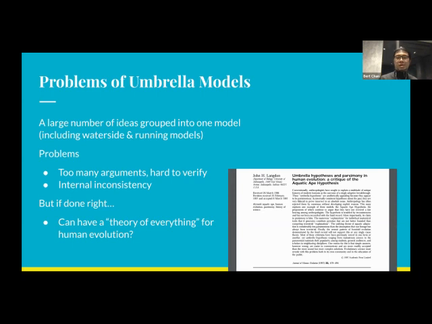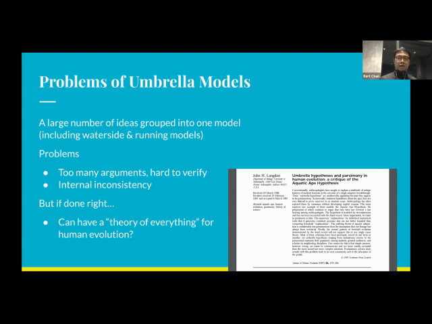But the paper correctly points out many of the problems: these models have too many arguments, and it's very hard to verify or falsify the model. It has to be done one by one, but the arguments are closely related to each other, so it's very hard to verify. And sometimes we have internal inconsistency in these models. But I think these umbrella models are actually good if we can do it right.